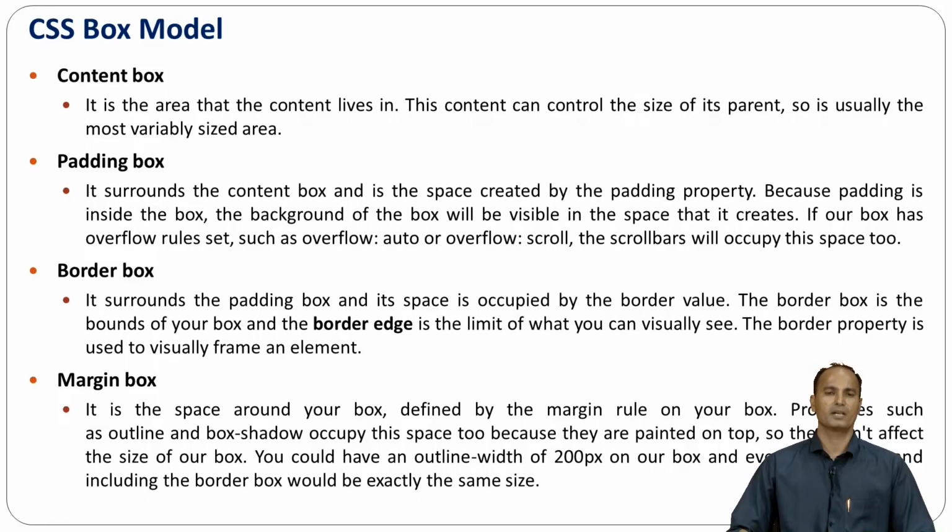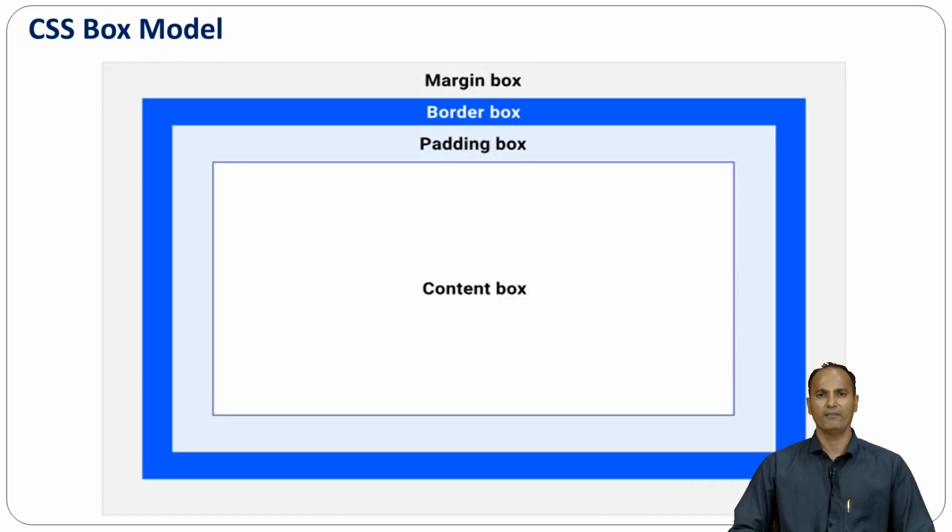And at last the margin box. It is the space around your box defined by the margin rules on your box. So this is the whole HTML page consisting of CSS. The CSS is also made up of its box model having four main components. At the center there is the content, covered by the padding box, covered by the border box, and at last covered by the margin box.